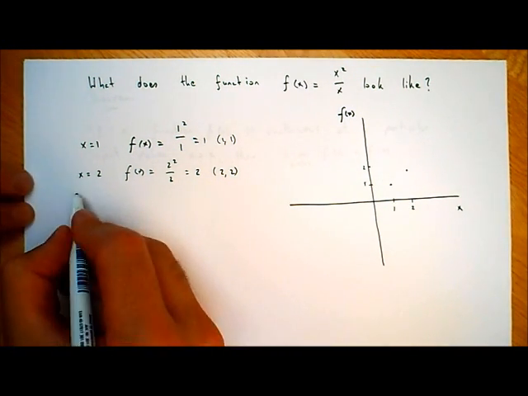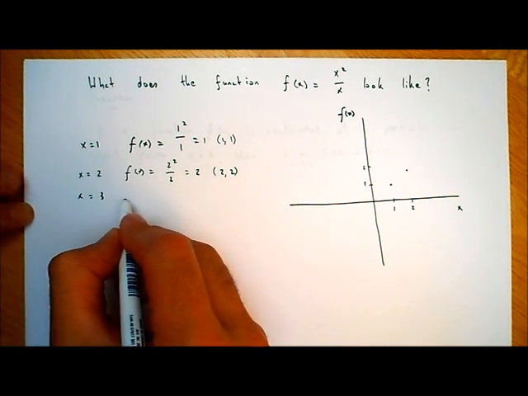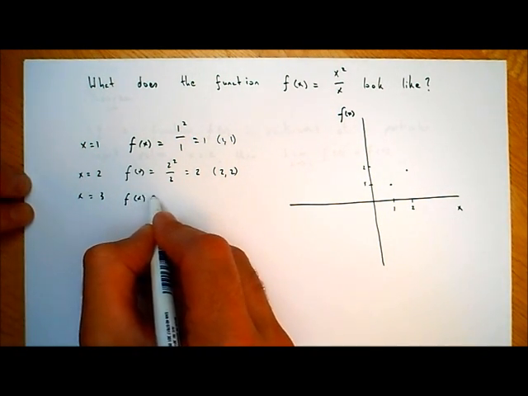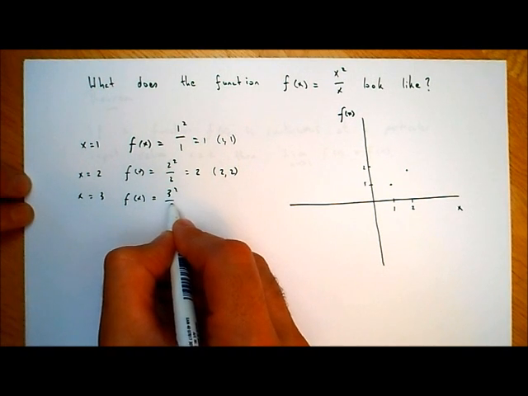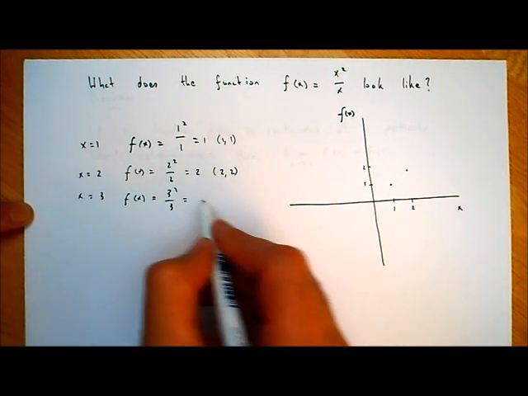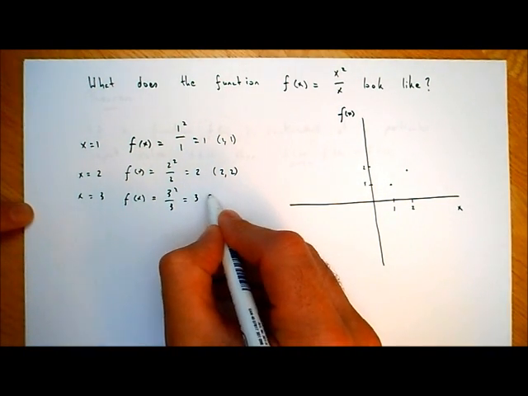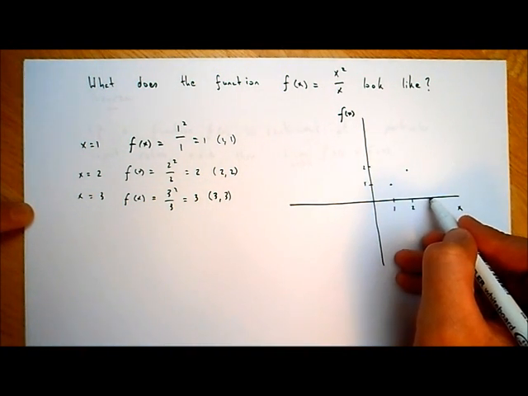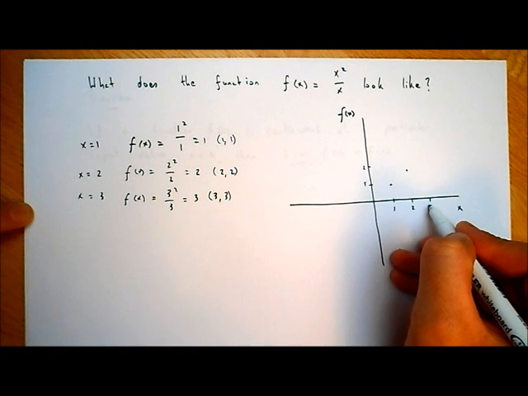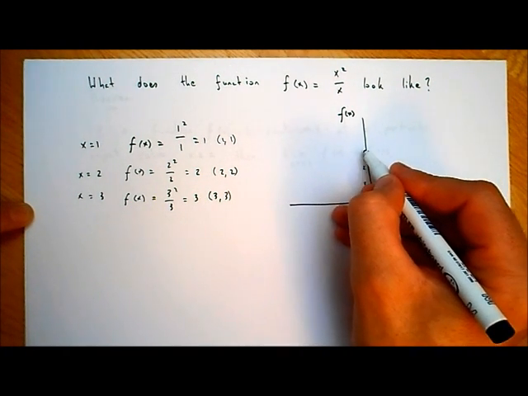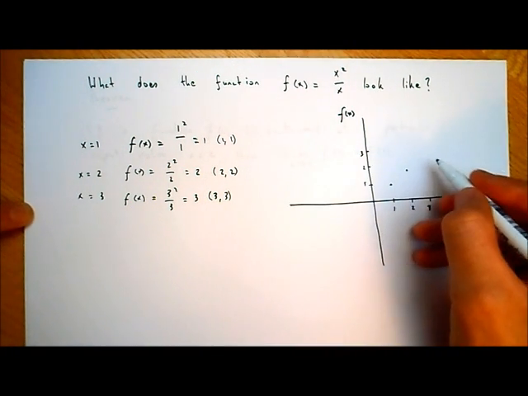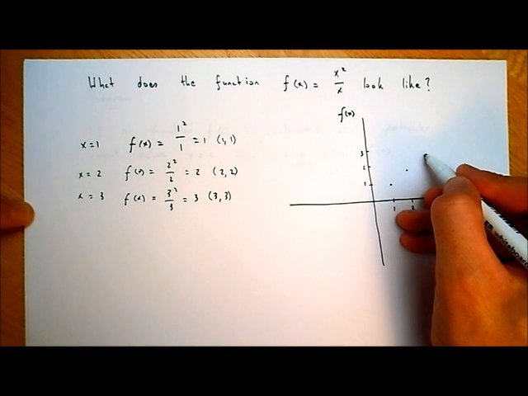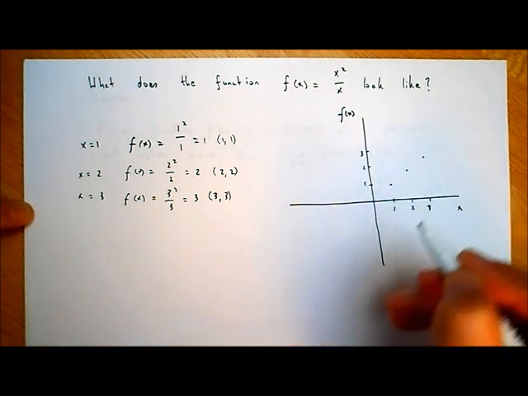Okay, let's plot another point. Say x is equal to 3. Then f of x would be 3 squared over 3. So 3 squared is 9, 9 divided by 3 gives us 3. So the point (3, 3) is on the graph. You can see the numbers that are going to be on the graph all the time here. We've got the x value 3, f of x value is 3. So the function is going to be up just here.